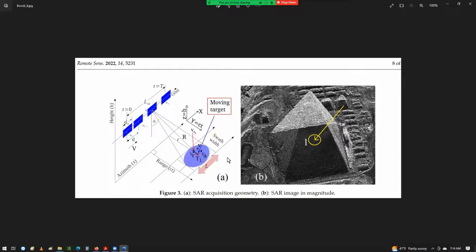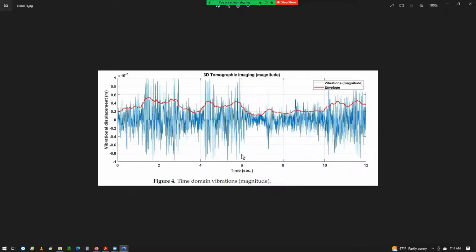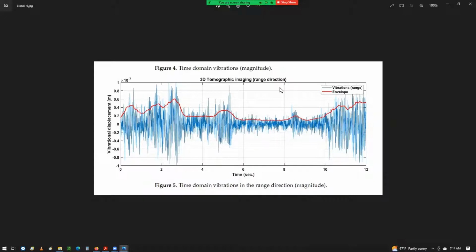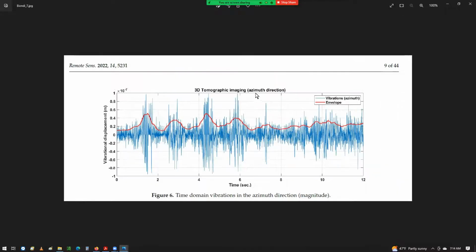So they're showing proof of principle, basically. What are they looking for? They're looking for tiny movements of the Great Pyramid in all these different places, okay? So here's just the proof of principle. They're showing you that you can detect these vibrational displacements as a function of time. Here's along the range, which, remember, is the distance, and then across the azimuth. So in both dimensions, you can detect these tiny movements.